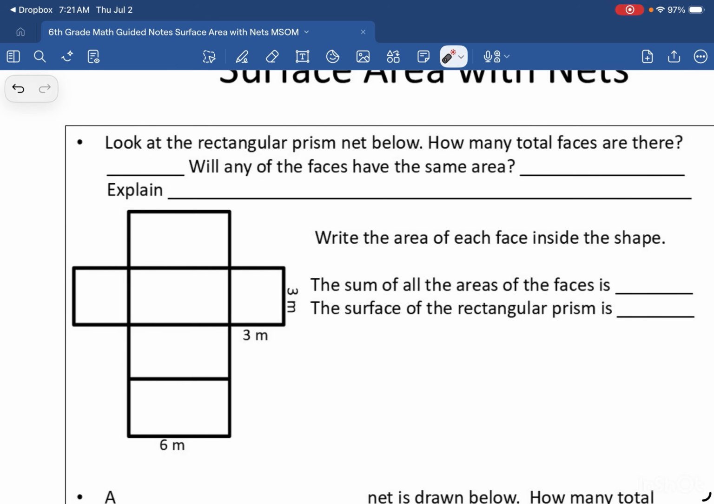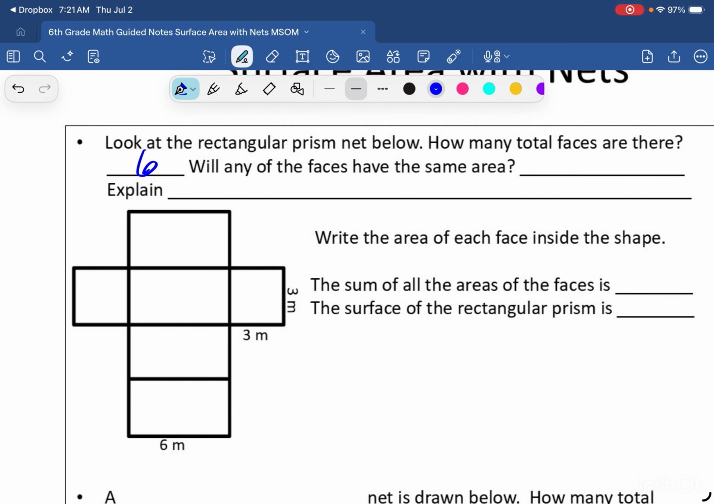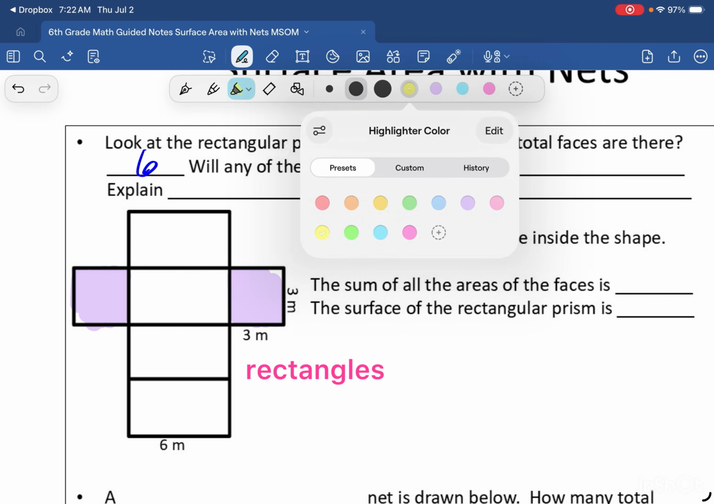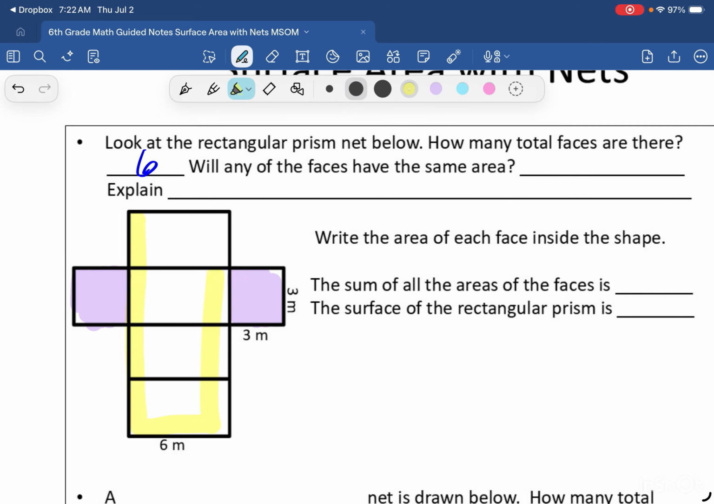Look at the rectangular prism net below. How many total faces are there? There's 1, 2, 3, 4, 5, 6. Will any of the faces have the same area? These 2 squares on the side will have the same area, so we'll mark those in one color. And these rectangles are also going to have the same area. That's not always the case with rectangular prisms.